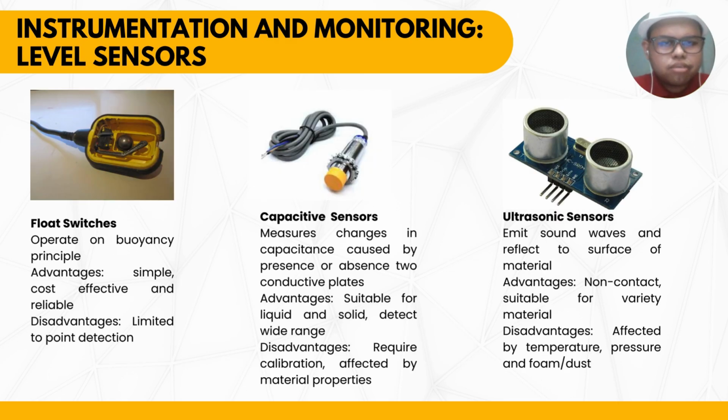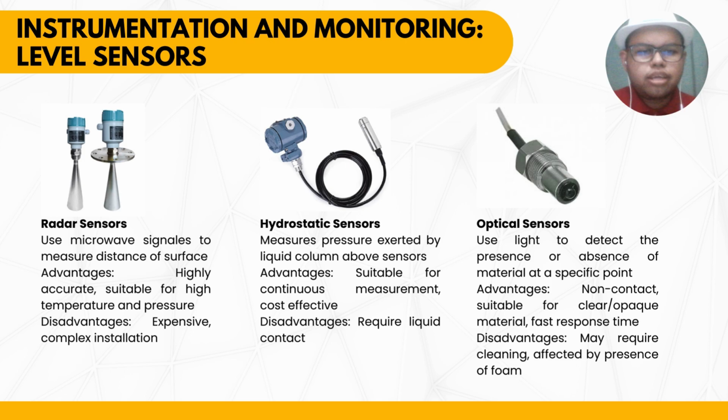There are 6 types of level sensors typically used in industry. The first three are float switches, capacitive sensors, and ultrasonic sensors. Next are radar sensors, hydrostatic sensors, and optical sensors. Each sensor has its own abilities and we must choose the best one for our reactors.